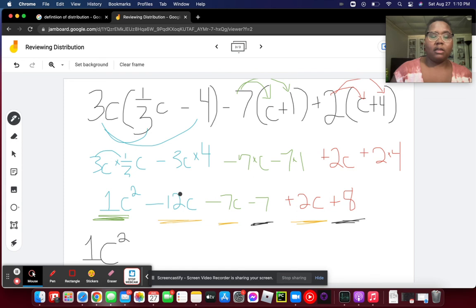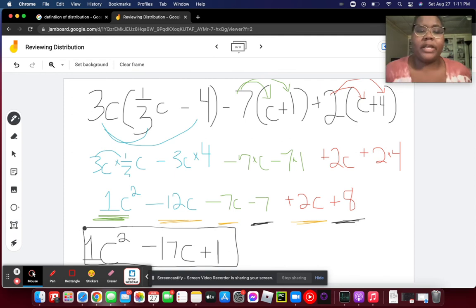Negative 12c minus 7c plus 2c. Negative 12 minus 7 is negative 19. Negative 19 plus 2 is negative 17c. And then negative 7 plus 8. Negative 7 plus 7 will take me to 0. And then there will be one more left over. So there's positive 1 there. This expression simplifies to 1c squared minus 17c plus 1.